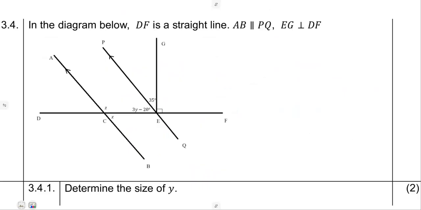Form an equation from there, solve your equation. 3.4. In the diagram below, we are told that DF is a straight line. All right, DF, this one is a straight line, okay? And also we're given that AB is parallel to PQ, and also EG is perpendicular to DF. That is, they meet at 90 degrees.